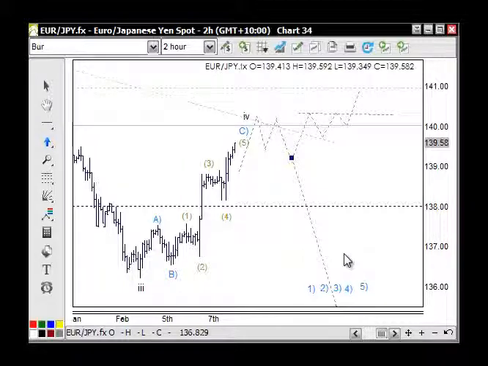But we'd need to see the US dollar back above 81, and you can also use the Swissy above 90, if that's there first, to get a lead in on that side of things. All right, thanks.